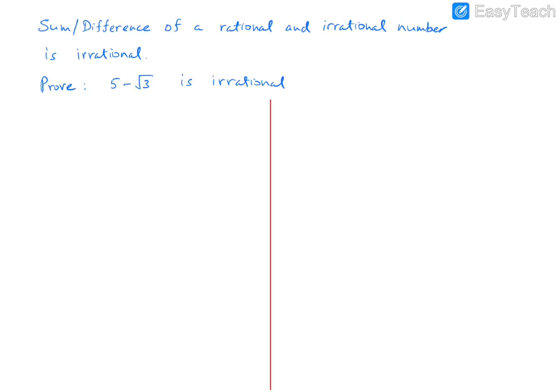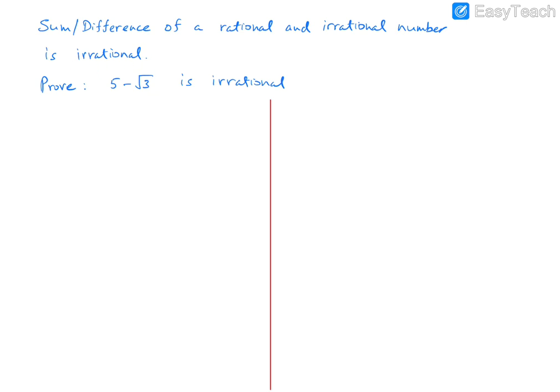The other thing that we have is that the sum or difference of a rational number and an irrational number is also irrational, and this is something that we have seen in our class 9 as well. So we can go ahead and prove that the sum or difference of a rational number and an irrational number is indeed irrational. The number 5 here is a rational number, and the square root of 3 is an irrational number. So we have the difference of a rational number and an irrational number, and this is going to be irrational, but we have to prove this.